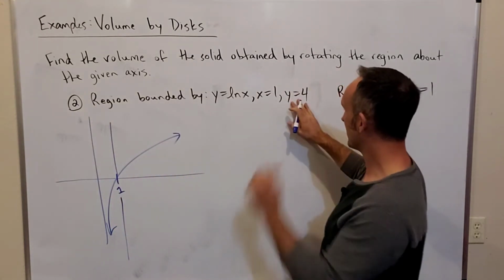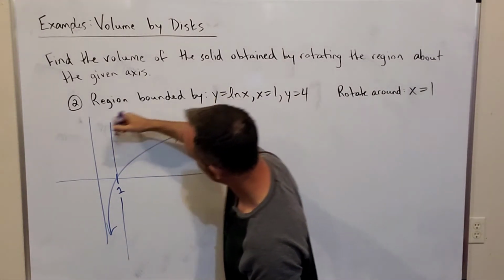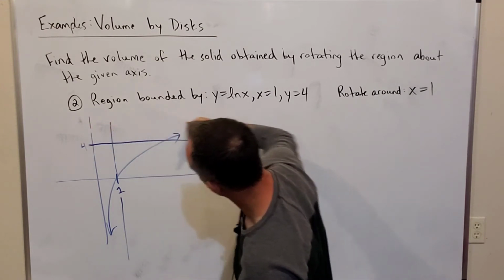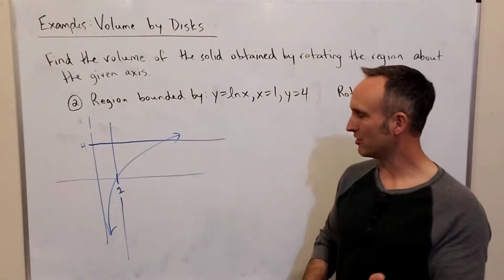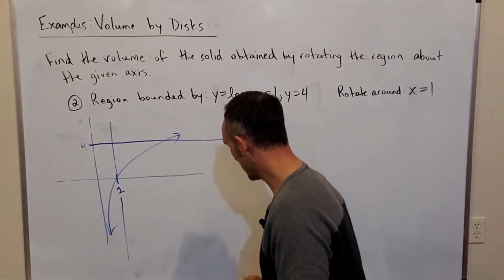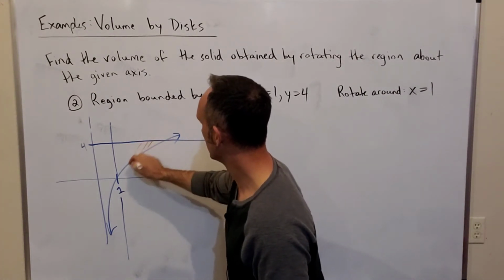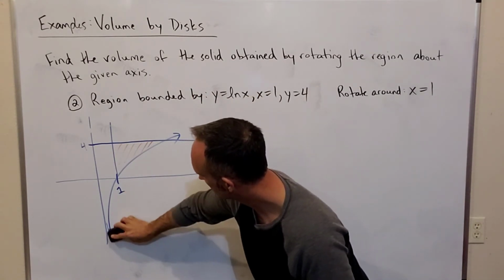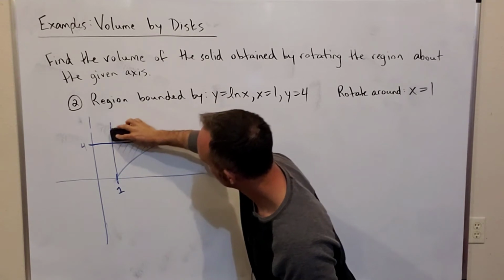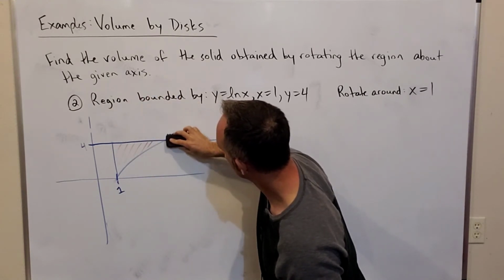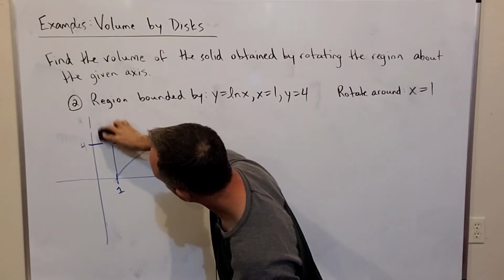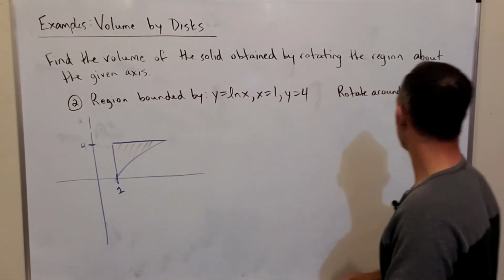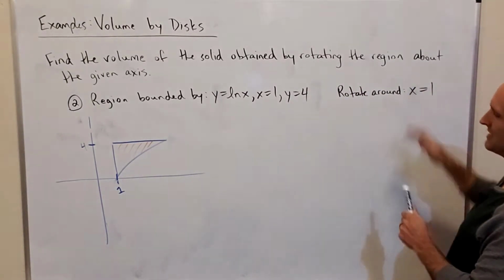Okay? And we've got the line y equals 4, so eventually this curve is going to come up and hit the y value 4. So there's our line y equals 4. So we can see that the region we're looking at is this region right here. Okay? And so now let's get rid of all the other clutter. We don't need any of this other stuff now. Okay, and so that's the region we have, and we're rotating around the line x equals 1.